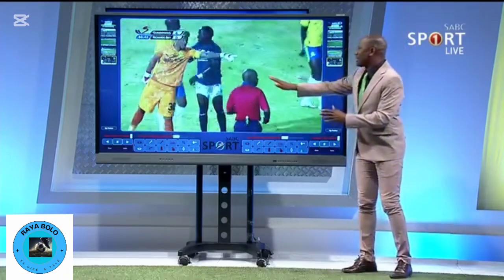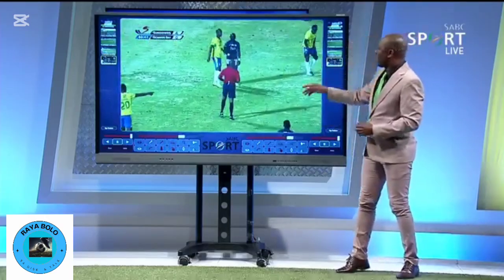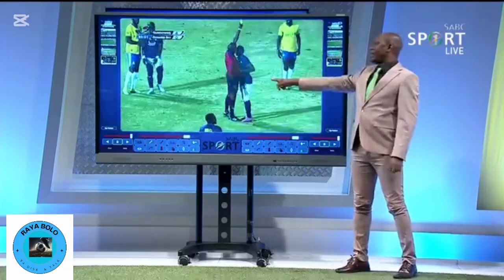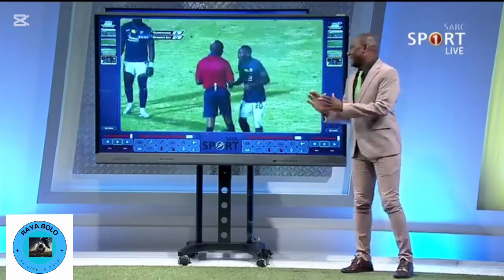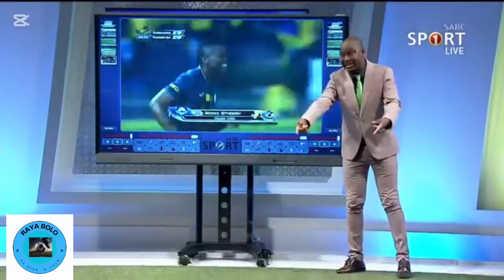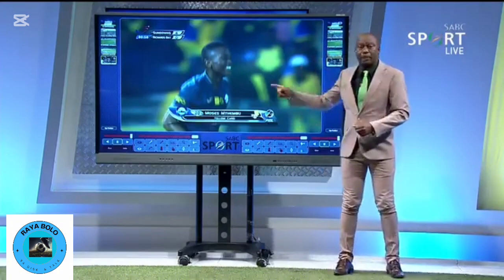You are the correct player. And then here's the correct culprit, so correct. Thank you, Mr. Ref, for this yellow card. So this is what we call mistaken identity. So we say correct decision by Tando to give a yellow card to the correct person.